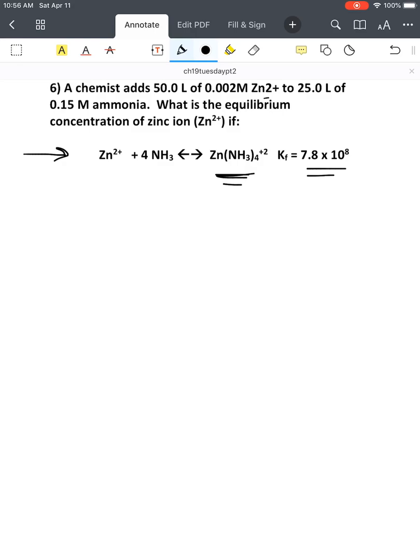That equilibrium lies really far to the right. In other words, ammonia reacts with the zinc to a very large extent to bind it up to form this complex ion. And that's pretty typical of many ligands when they bind with transition metals. Okay, so that's the type of chemistry we're dealing with. Now, what are we asked? We want to know what is the equilibrium concentration of the zinc 2 plus if all of this is true. Okay, so let's dive right in and see what sense we can make of it.